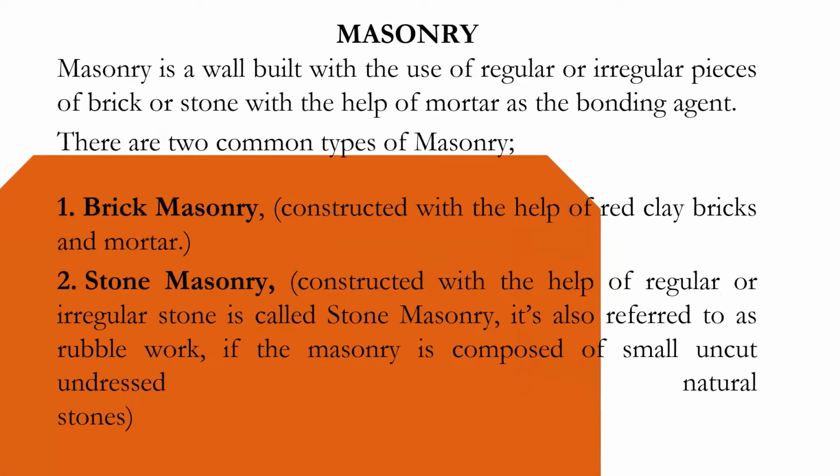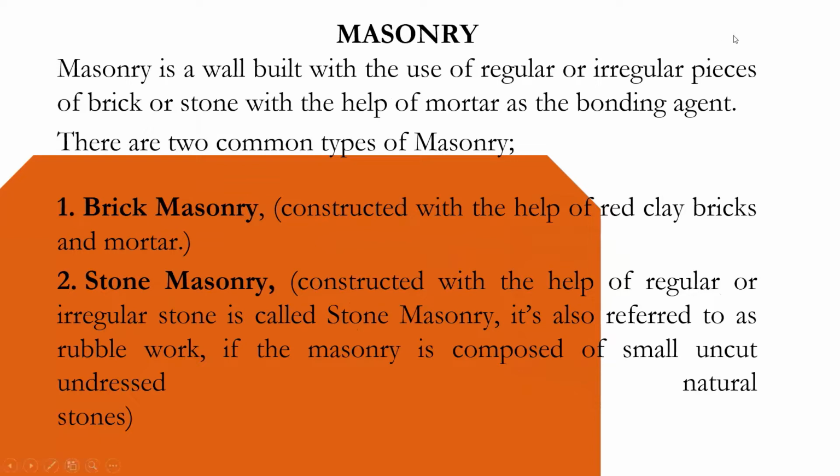Masonry. Masonry is a wall built with the use of regular or irregular pieces of brick or stone with the help of mortar as the bonding agent. There are two common types of masonry. The first one is brick masonry. It is constructed with the help of red clay bricks and mortar.